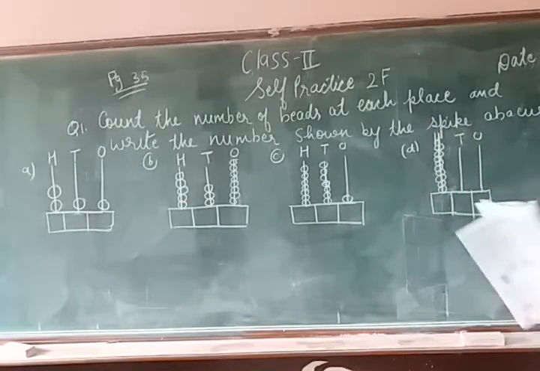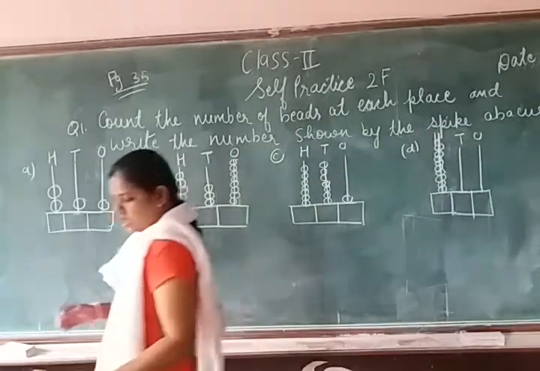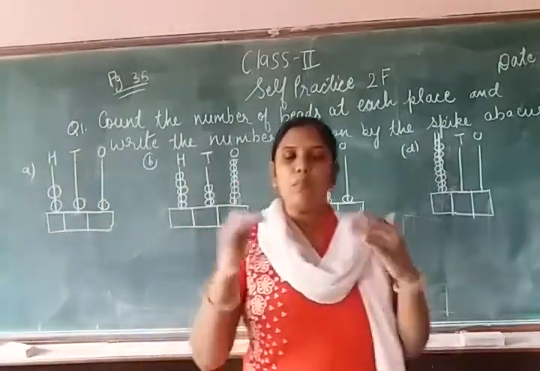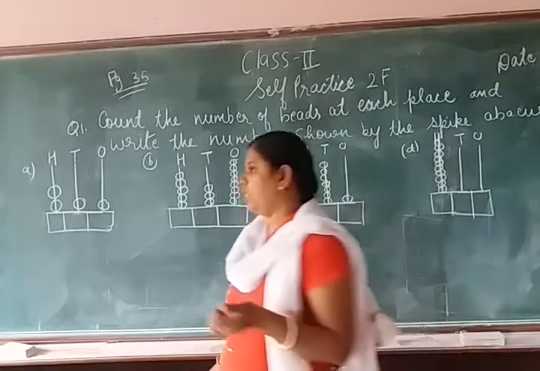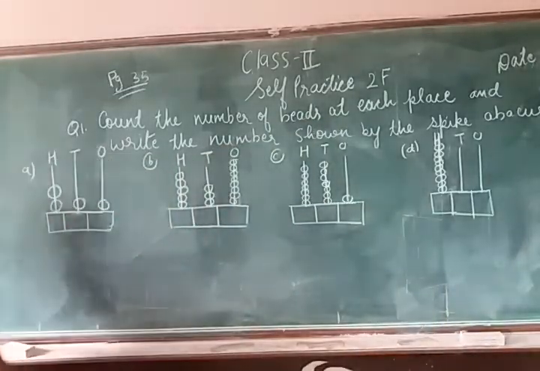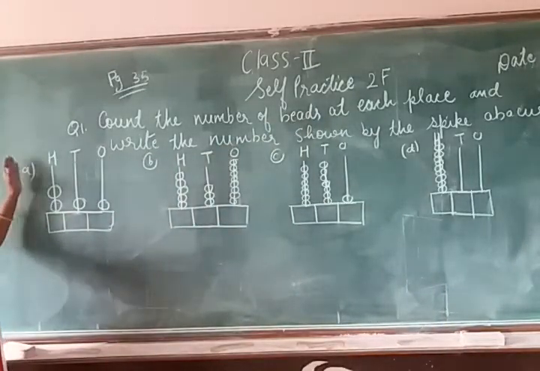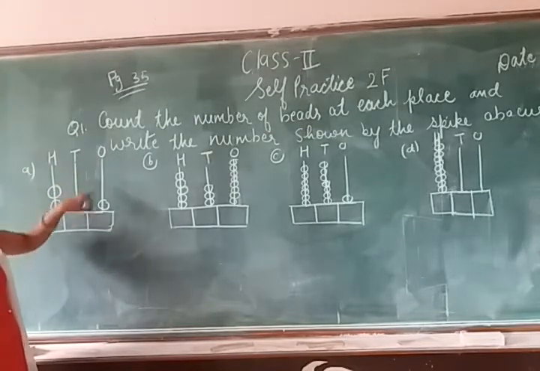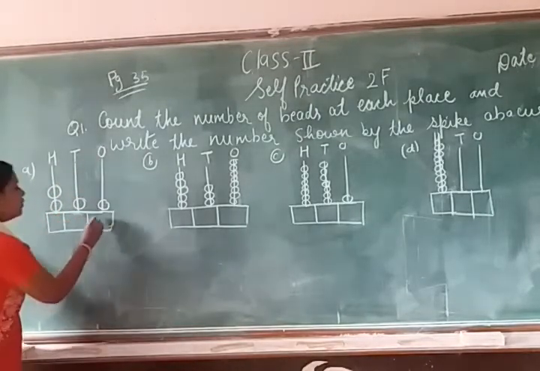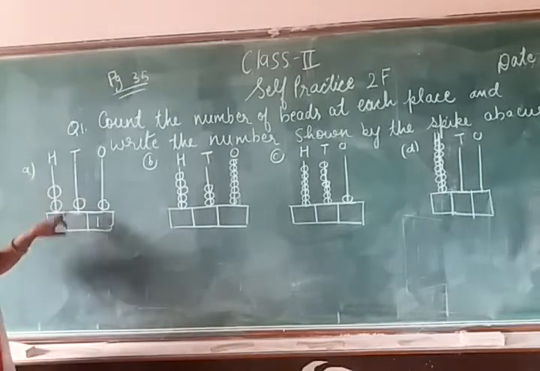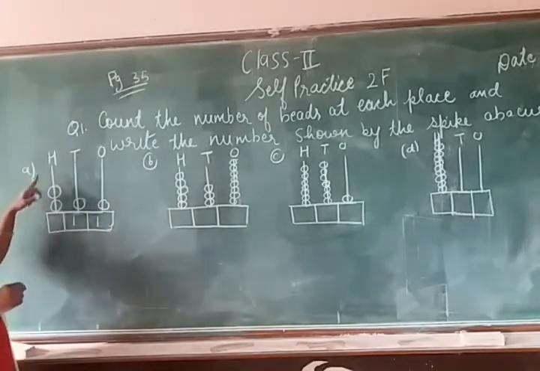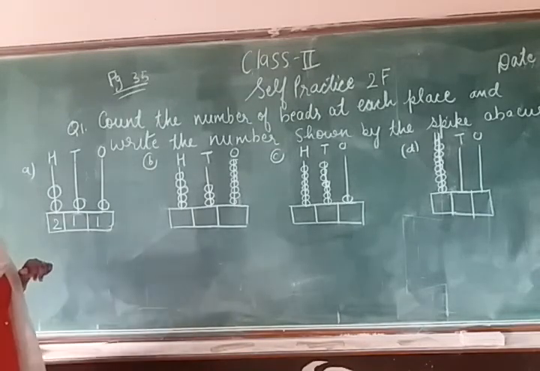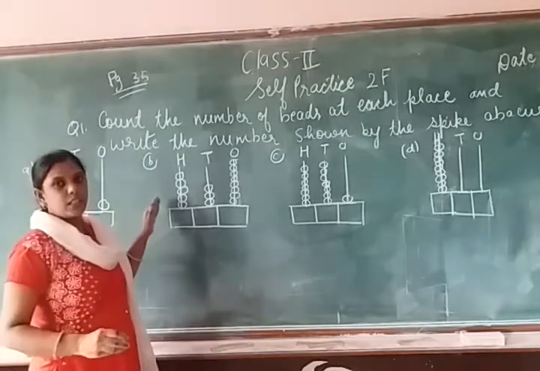Okay. Now first we will solve these 4 abacuses. First we will solve A, B, C and D. Now see. Start doing A. We start writing from the 1's digit. So count the number of beads at the 1's place. How many beads? Only 1. So write here 1. Beads at the 10's place is also 1. And beads at the 100's place is 2. So which number is formed? 211.